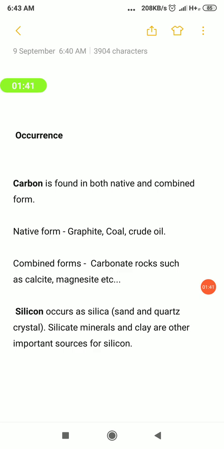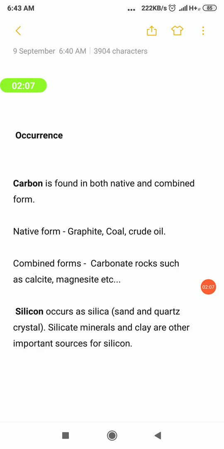Okay. In native state, it can be obtained from graphite, coal and crude oil. These are the sources to obtain the native carbon. In combined form it exists in carbonate rocks such as calcite and magnesite. Calcite is CaCO3, magnesite is MgCO3. So there what is present? Carbon is present in the combined form.